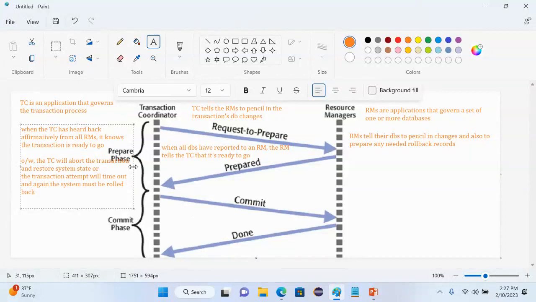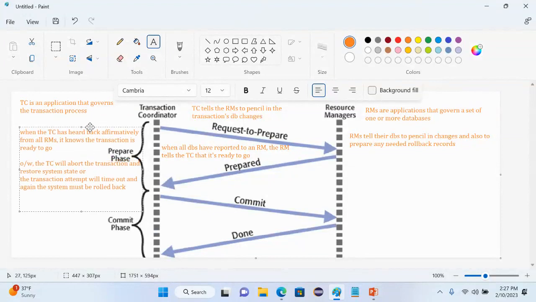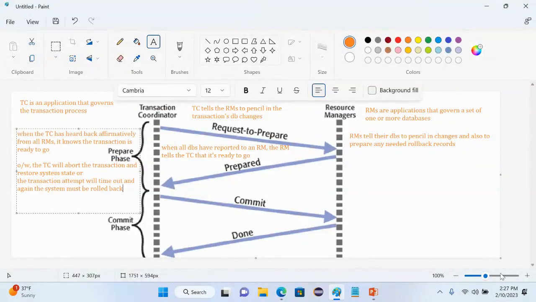Okay, so if in a certain amount of time the transaction coordinator just doesn't hear back from all the resource managers, the TC is going to assume there's some kind of hardware failure, or application crash preventing them from responding, in which case, okay, still going to roll back the system. All right. But if we get to this point, the end of the prepare phase, then the transaction coordinator tells RMs to make the changes permanent, right?